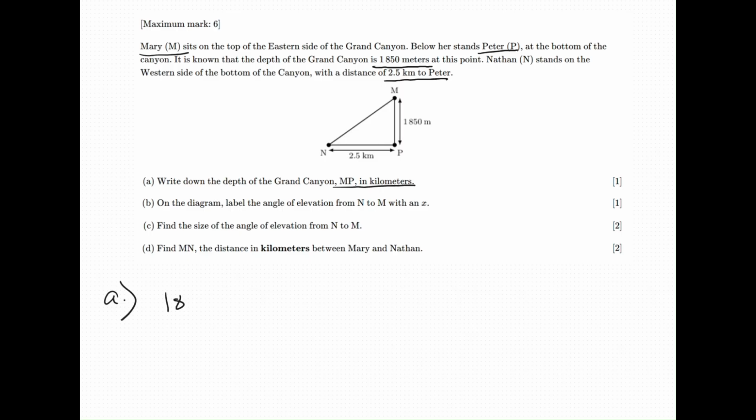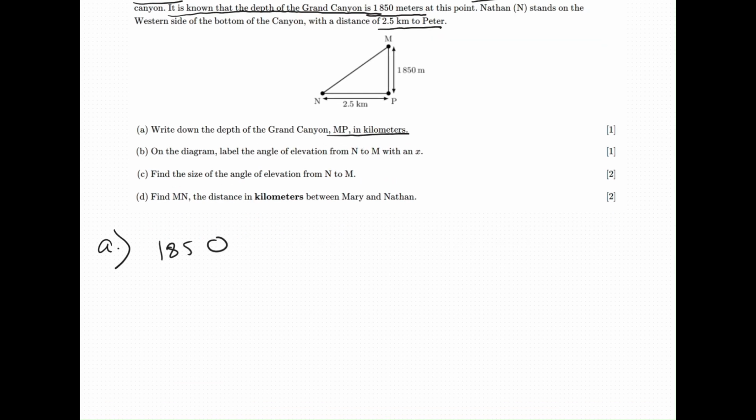So this will just be 1,850, as it gives you. It is known that the depth is that. And it says for part B, on this diagram label the angle of elevation from N to M with an X. And so angle of elevation will always be going upwards. So you're trying to find the angle which is elevated at. This would be your X.